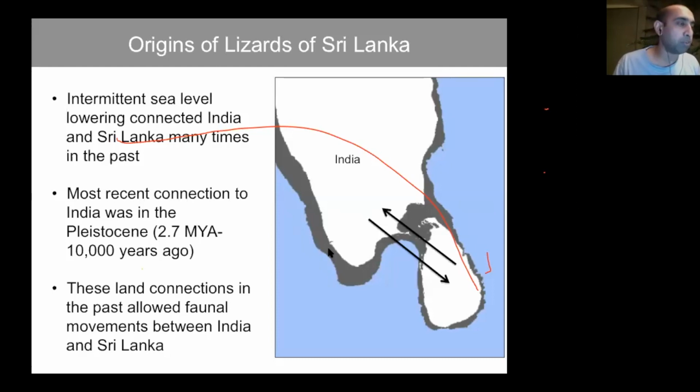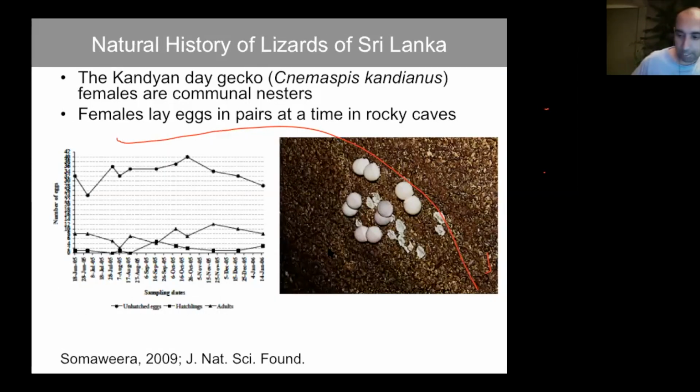Several times before also, maybe like 20 million years ago, or in the Cenozoic as well as the Mesozoic, Sri Lanka and India seem to have been connected through land bridges during low sea level periods. Right. So that's it with the origins of the lizards of Sri Lanka. I'm going to briefly talk about the natural history of the lizards of Sri Lanka.